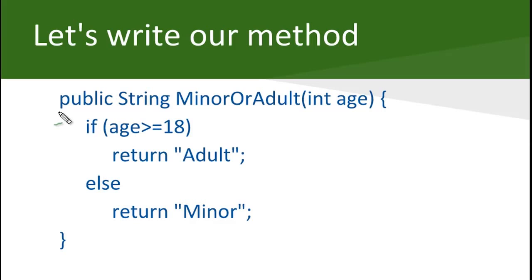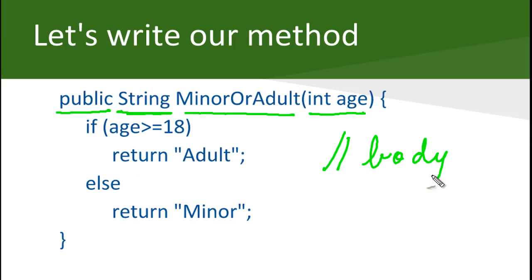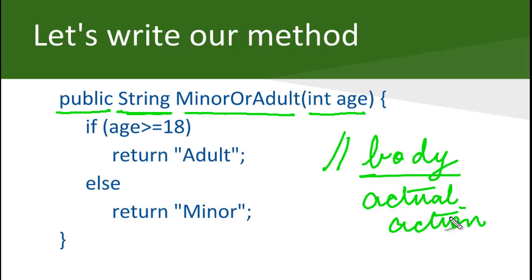So this is our method, this is our access modifier, this is the return type. It's basically returning a string. This is the name of the method, and this is the parameter. Here we have the body, where the actual action will be done. It is checking whether the age is greater than or equal to 18. If it is, it is returning the string adult.